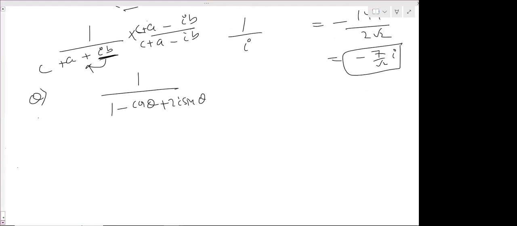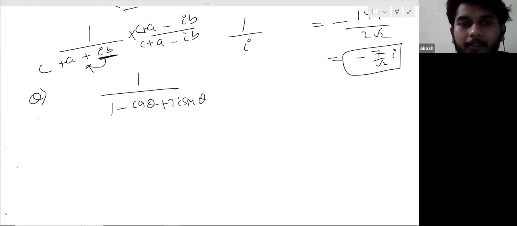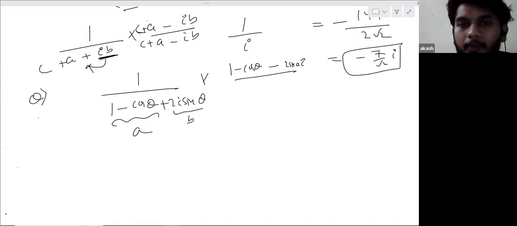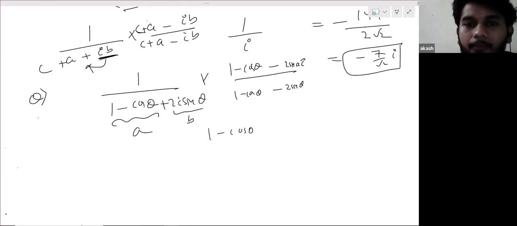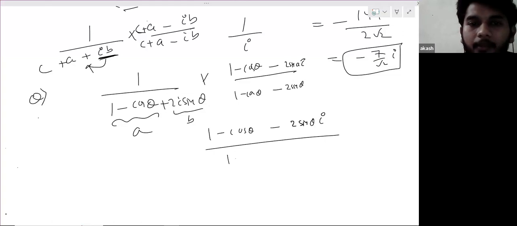All right. Okay, how we can simplify this? See here, this is the whole term A and this is B, right? So we can multiply this as 1 minus cos theta minus 2 sin theta I upon 1 minus cos theta minus 2 sin theta I. So numerator remains the same, 1 minus cos theta minus 2 sin theta I. And this is whole divided by 1 minus cos theta whole square minus 2 sin theta I whole square.